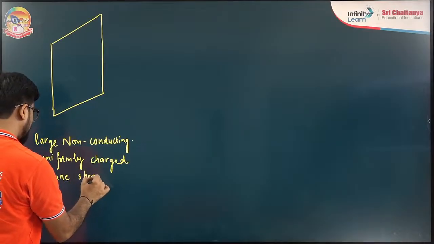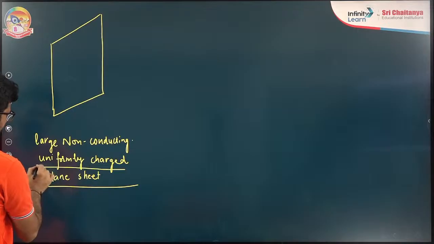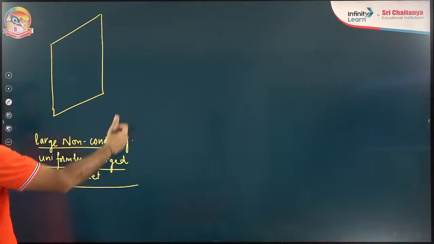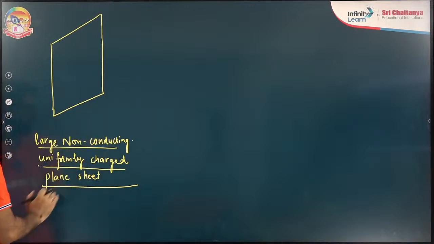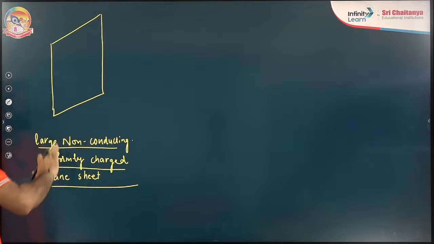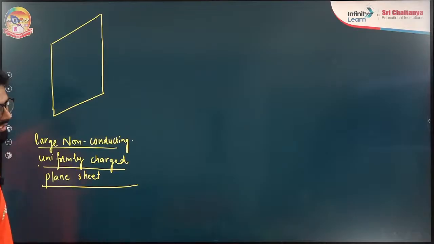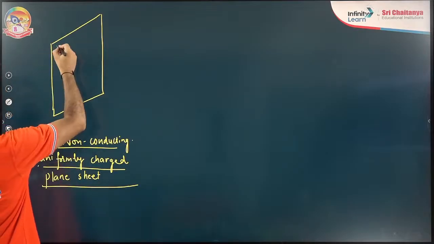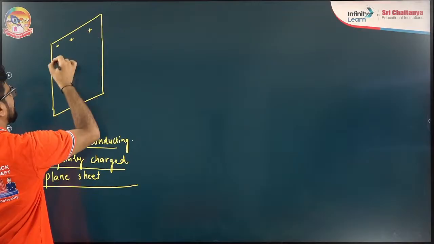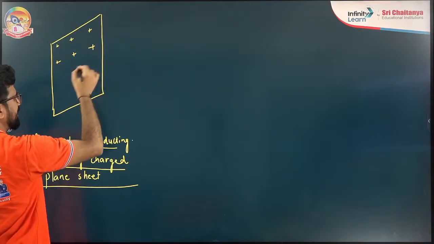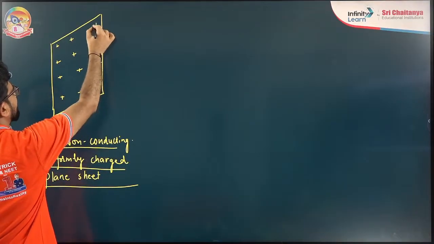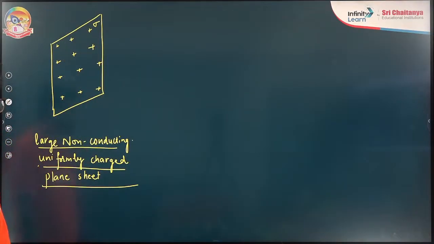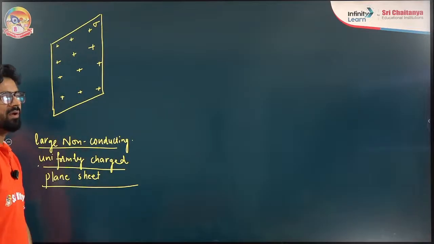Just remember this basic thing. This is non-conducting; conducting we will learn after some time. The sheet is non-conducting and large, not a small sheet. On this surface, suppose I take a positive charge; you can take negative also, no problem. The surface charge density given to you is sigma.